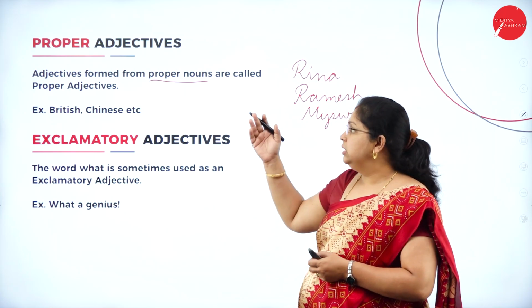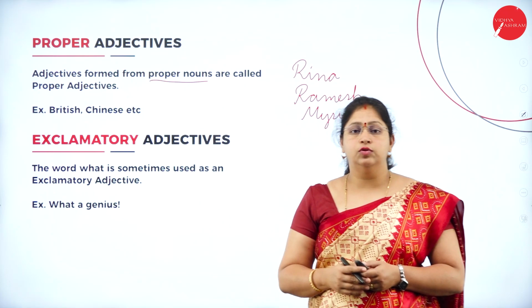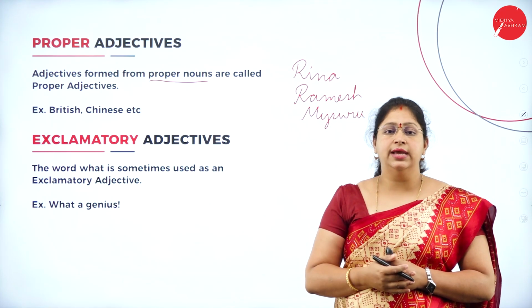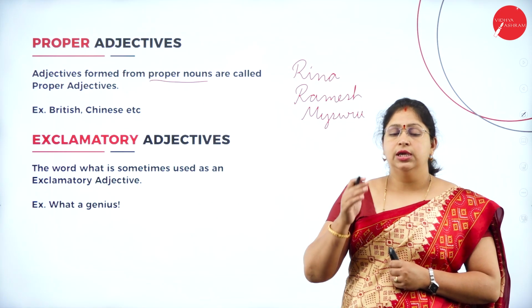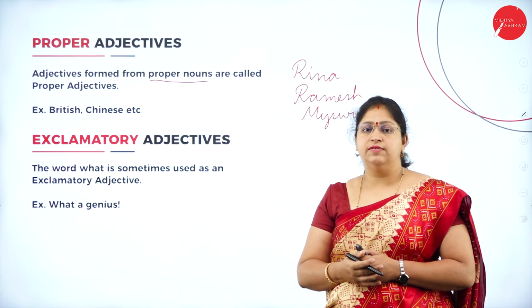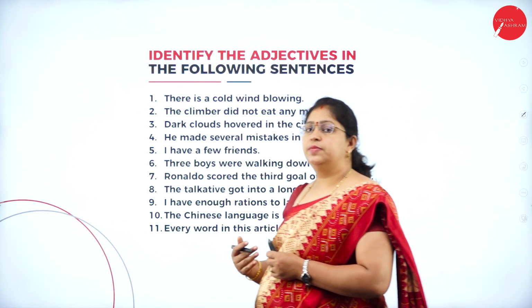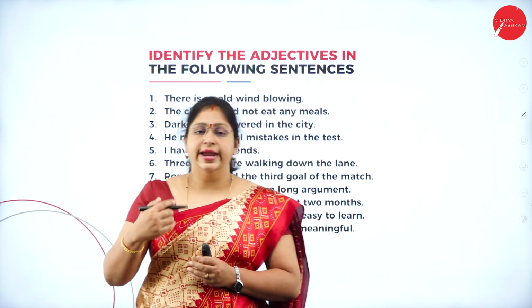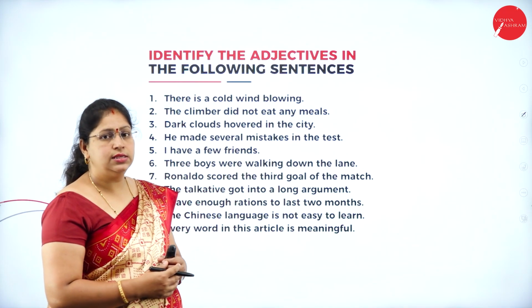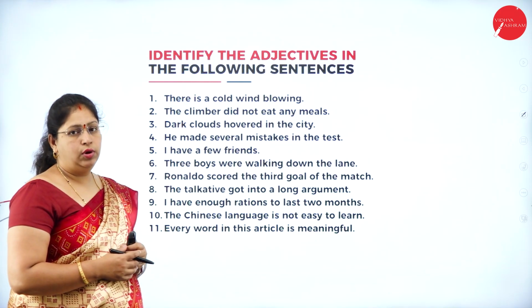Okay, so these are the types of adjectives which you have to know, and that will be asked in your examination. In your examination, you have to identify the adjective in the sentence. So let us solve some examples here. Here are some examples. Now we'll identify the adjective in these sentences. There is a cold wind blowing.